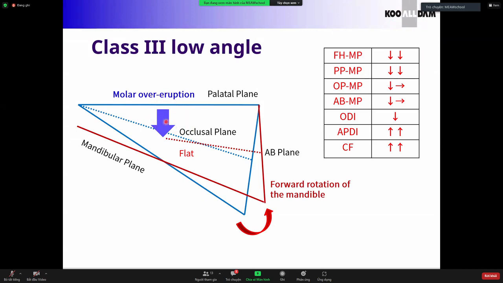So there is molar over-eruption and forward rotation of the mandible. So the ODI value is lower. However, the FPDI value is greater than in the class 3 high angle case. The CF value is greater.